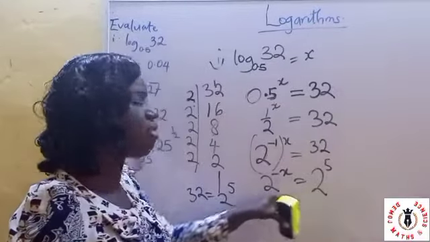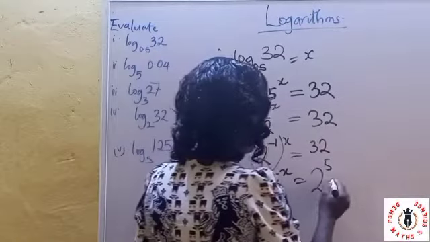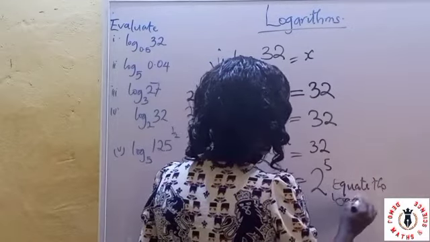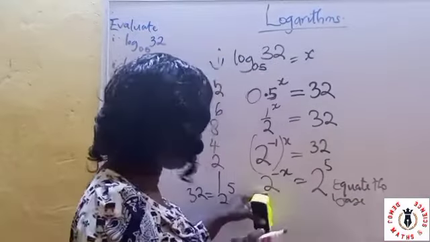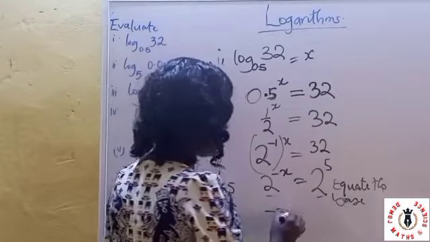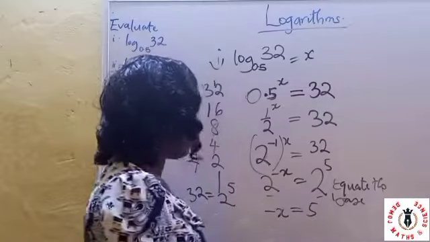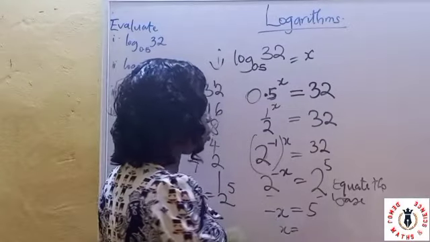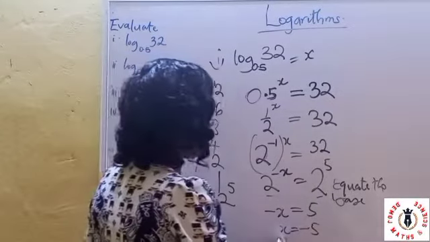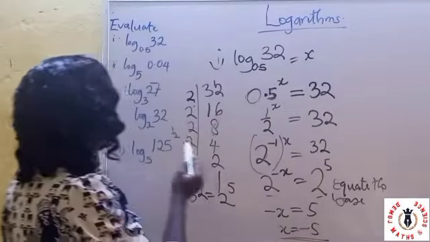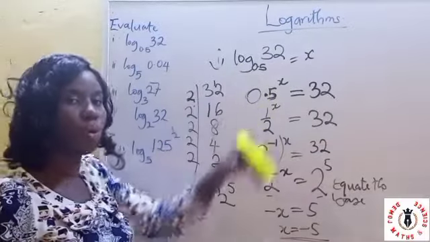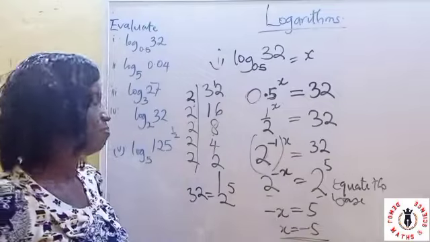Now, to further solve this, we'll equate the base, and our base is 2. So if we equate this, it brings our equation to minus x equals 5. So it means that our x will be equal to what? Minus 5. So we have been able to solve for this. And now we know that the logarithm of 32 to the base of 0.5 is equal to minus 5.